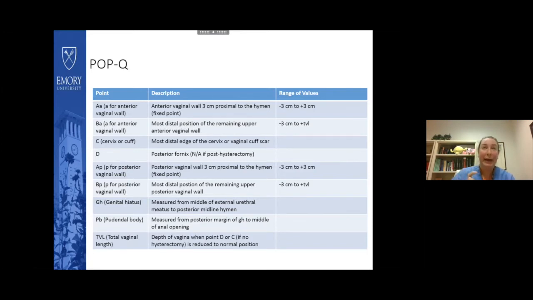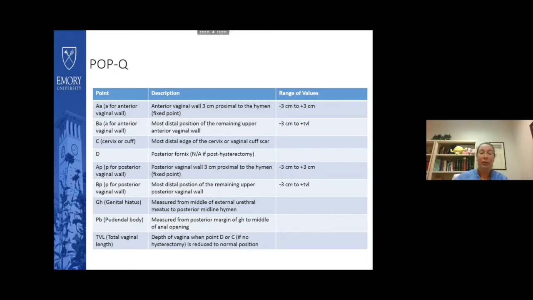Ap, small p, for posterior. Again, it's a fixed point, 3 centimeters proximal to the hymen. Same thing for the Bp, which is the posterior vaginal wall. Genital hiatus is measured from the middle of the external urethral meatus to the posterior midline hymen. The perineal body is measured from where you stopped your genital hiatus to the middle of the anal opening.